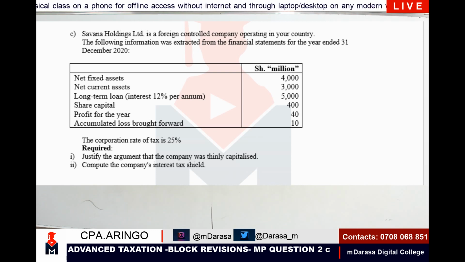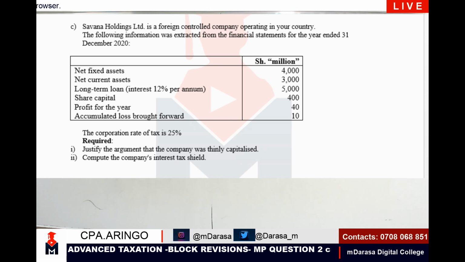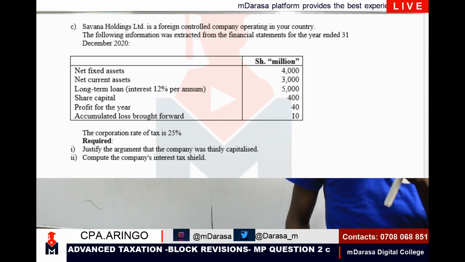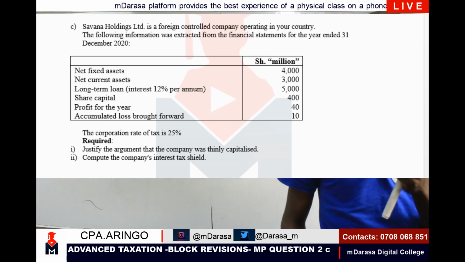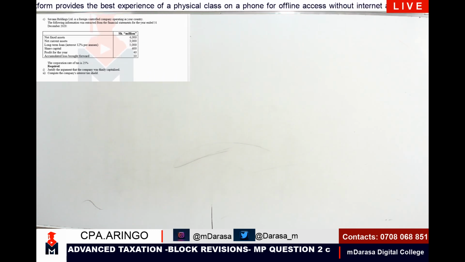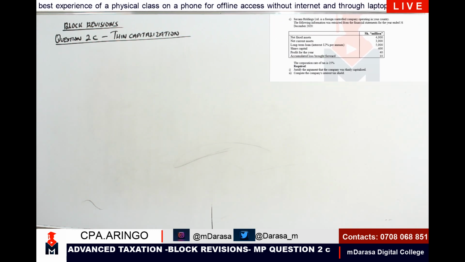Then in addition to the same, this is what we are told. Part 1, justify the argument that the company was thinly capitalized. And part 2, compute the company's interest tax shield. So basically that is what you are required to do. Starting with number 1, we need to justify the argument that the company is thinly capitalized. Recall, anytime you are talking about thin capitalization, as we mentioned earlier on, a thinly capitalized company is a company whose debt to equity ratio is more than 3 times. Justify the argument that the company is thinly capitalized. And this is what Mwalimu is saying.